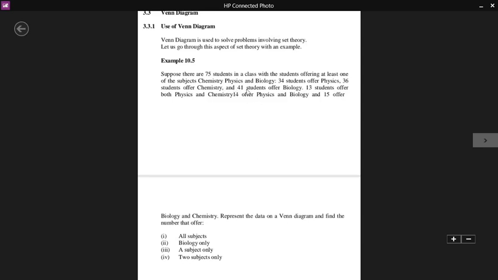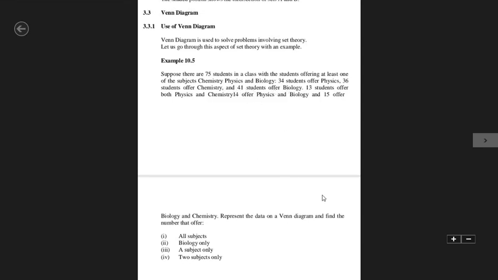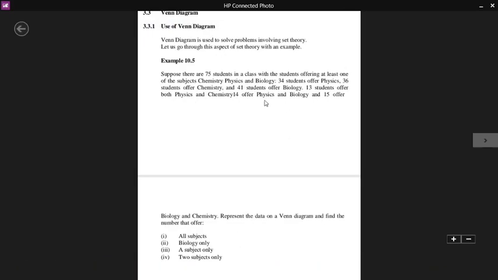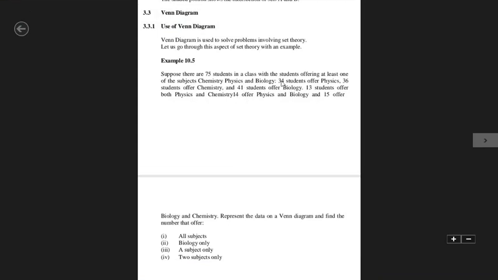Let's check. You see 41 offered biology. Let's check if we are correct. So let's add all the numbers in the biology circle to see if it's going to be 41. 18 plus 9 is 27. 27 plus 8 is going to give us 35. Then 35 plus 6 is 41. You see, biology is 41. So biology is correct.